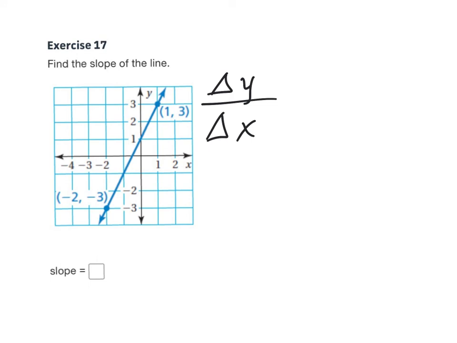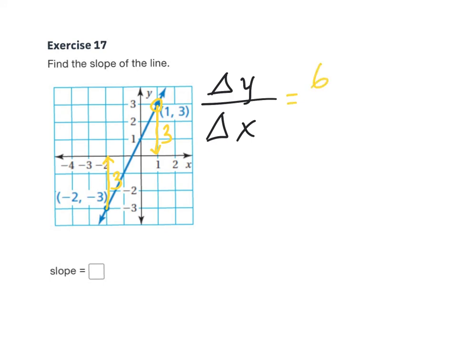So here is my point, right? And so the change in y, again, is a vertical change. And so from here to here, that's 3 units. And then from my dot down here up, that's 3 units. And so my change in y is 6 total units.